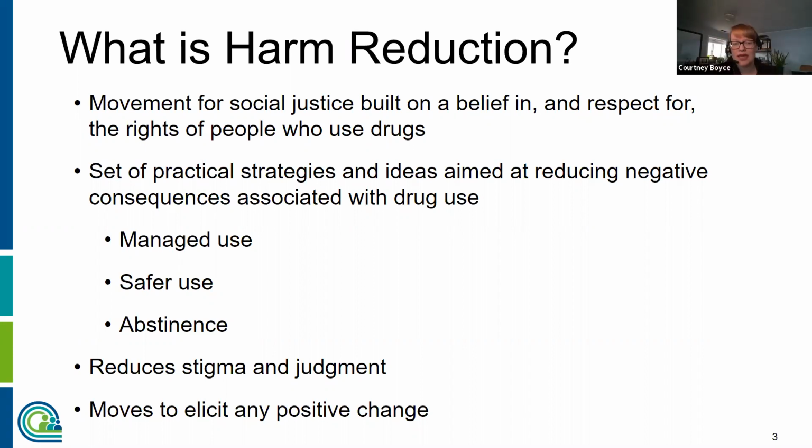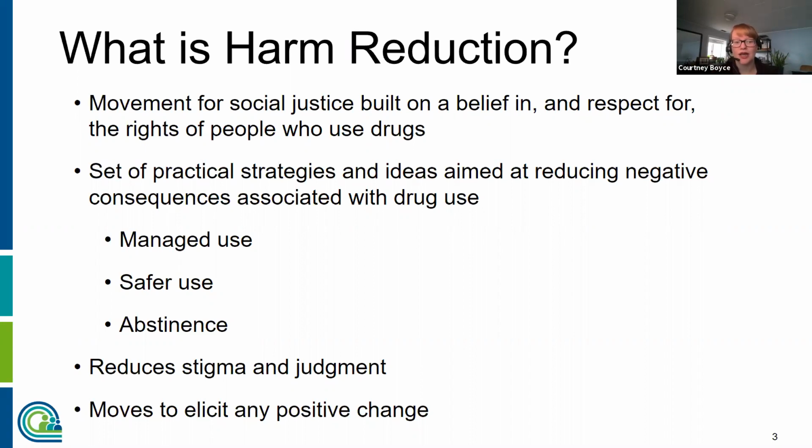So what it looks like, it's a set of practical strategies and ideas that are aimed at reducing the negative consequences associated with an individual's drug use. And there's three different branches for how that manifests itself. There's the first approach, which is managed use, and we'll talk about what that is, safer use, and then abstinence. And each one of these are valued strategies, and each one is taken into consideration for where that person is at. So it's on a spectrum.